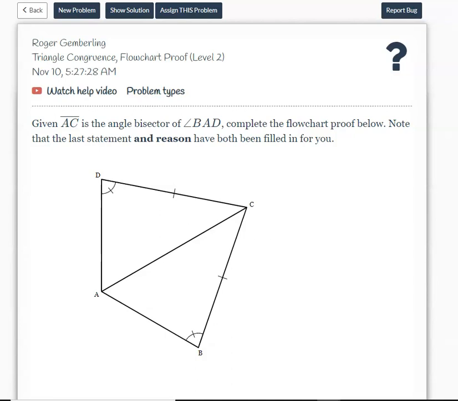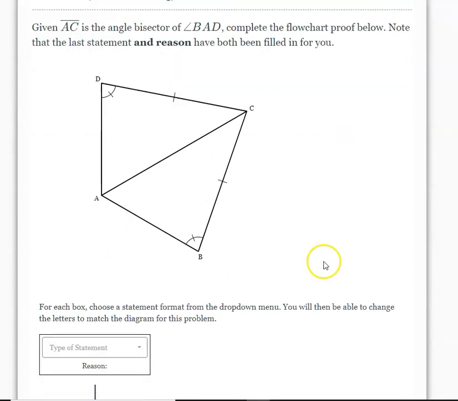All right, so hopefully you drew three rectangles. We have the pair of angles here that are marked, the pair of sides here that are marked, and we're told that we have an angle bisector. So AC is cutting angle BAD into two equal pieces. So these two angles are the same. So we have three pieces of information.